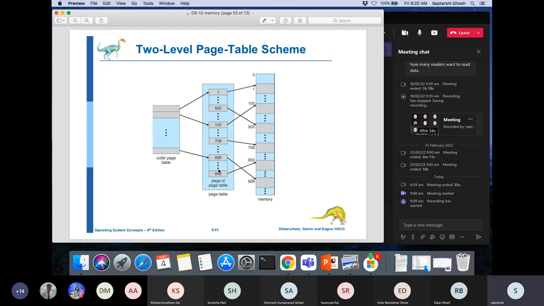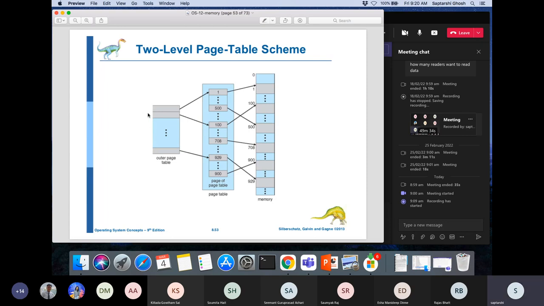Now these 10 pages of the page table, let us assume there are 10 pages, are also stored somewhere in non-contiguous memory. They are just stored as 10 pages somewhere in the memory. So we add an outer page table. This outer page table is contiguous, and it stores the starting address of each page of the page table.